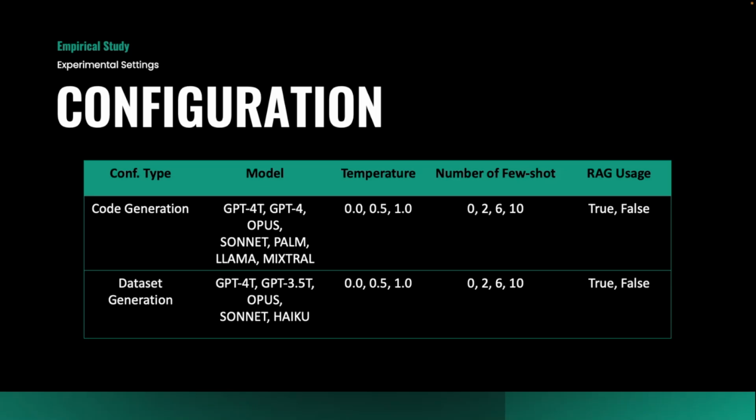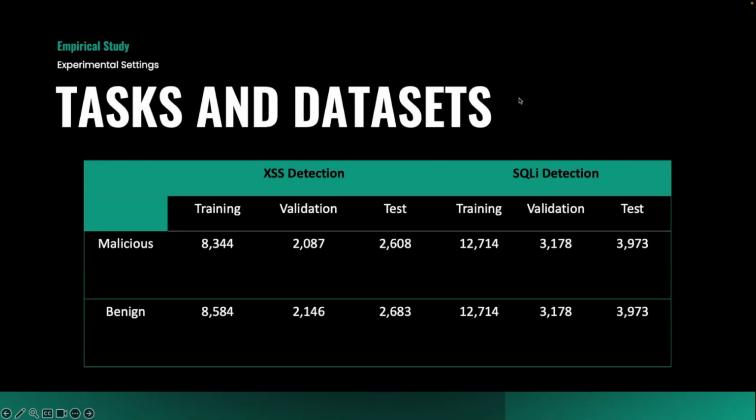Then we have three temperatures, 0, 0.5, and 1. A number of few-shot examples, 0, 2, 6, 10, where 2 basically means that we have 1 positive and 1 negative, 6 is 3 and 3, and 10 is 5 and 5. And then the possibility of using or not using RAG in all the other configurations. We consider 2 different tasks, XSS detection and SQL injection detection. These are the sizes of the datasets that we have.